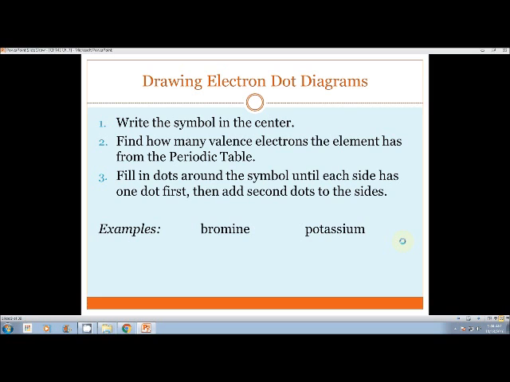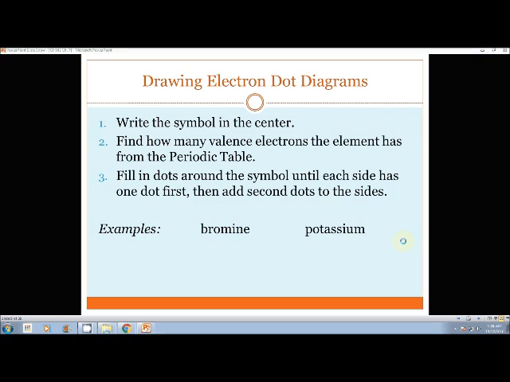Okay, so bromine, what's the symbol for bromine? Br. Okay, so you can go ahead and write Br. And what column, where's bromine located? It's a halogen, right? And so that's in 7A. So that means that we need to have 7 valence electrons or 7 dots around it.